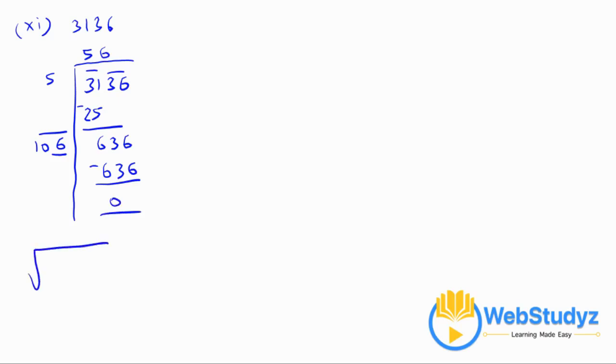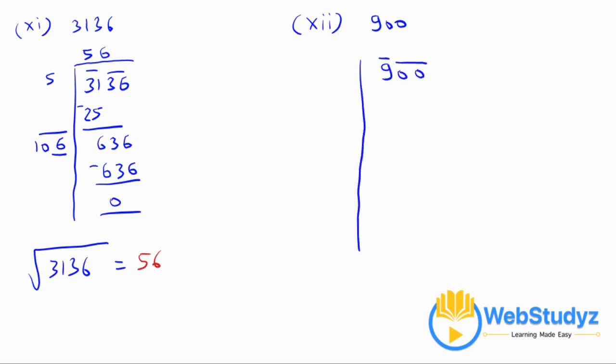That means under root of 3136 gives us value as 56. Now move on to the last one, that is 12th, which is 900. So again making pair and applying the division method, 9 is perfect square of 3, which is 9. So we will get 0.